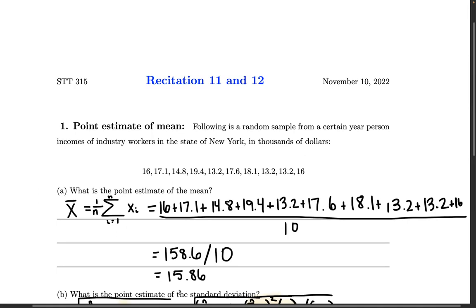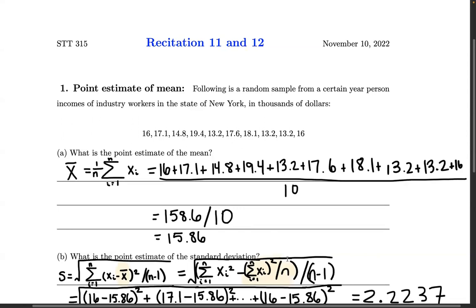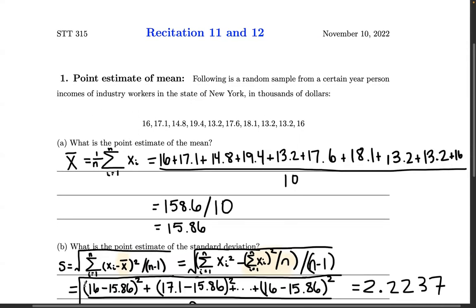What is the point estimate of the standard deviation? So here, s is going to equal the square root of the sum of our xi minus x bar squared, divided by n minus 1. This can also be rewritten if you want to expand what x bar is, like we did above. You can write it in this way as well, because x bar is the sum of xi divided by n, but here we're dealing with the squared, so it can be expanded this way as well.